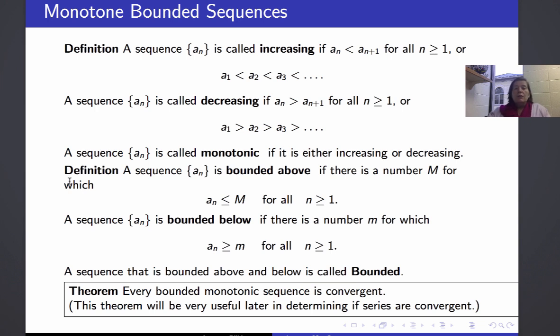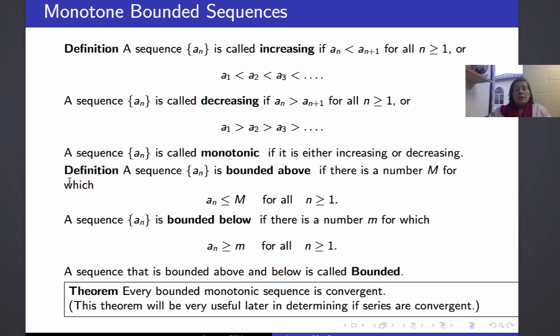We say it's bounded above if there's some number M for which all of the terms are less than or equal to M, for n bigger than or equal to 1, and it's bounded below if there's some number, lowercase m, which is less than or equal to the value of all of the terms of the sequence. So it's less than or equal to a_n for all n greater than or equal to 1. And a sequence that's bounded both above and below is called a bounded sequence.